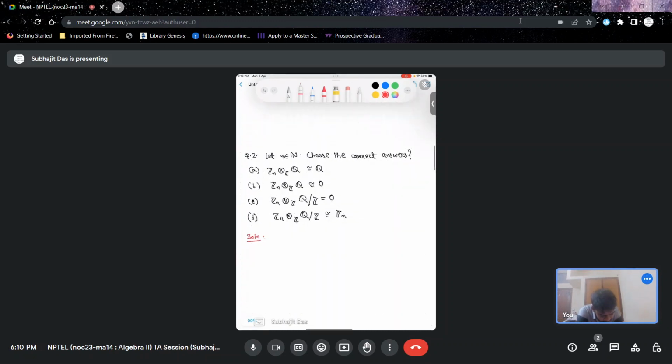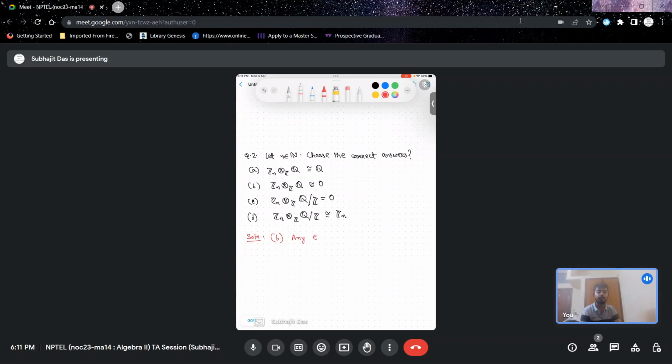Let's target option B. Now one of the properties of Zn is that Zn is a torsion module, right? It's a torsion Z module. So since Zn is a torsion Z module, we have some advantage here. Okay, so take any element, so we know what was the internal construction of the tensor product.